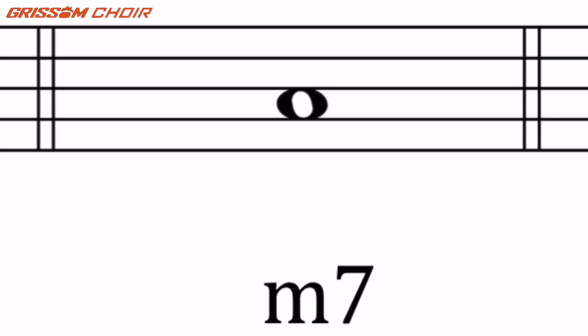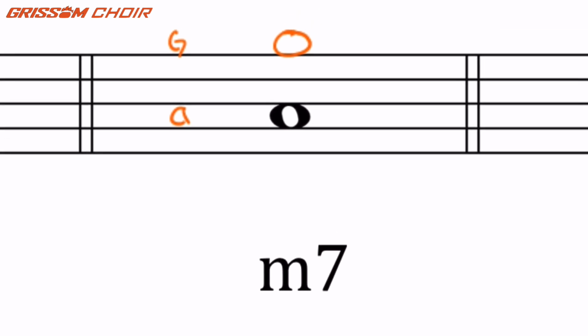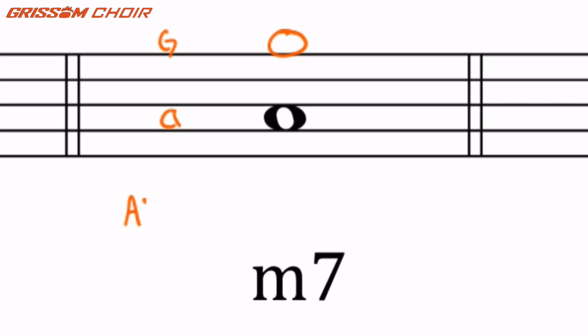Minor seventh. Bottom note is A. We go up 7 notes: 1, 2, 3, 4, 5, 6, 7. That top note would be a G. Think like we're in the key of that bottom note, bottom note being an A. We would have F sharp, C sharp, and G sharp. 3 sharps in there.